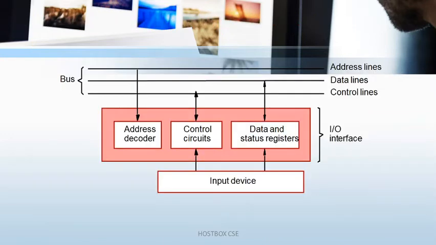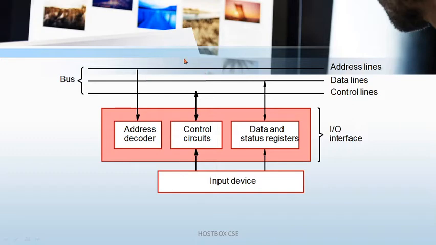Next there will be a diagram given. This is the example given. Just now I told you the input device is followed by the IO interface, where the concept of address decoder, control circuits, data and status registers, and I just now told you three lines: address lines, data lines, and control lines. Remember, everything is connected with the help of the bus only. So whenever a bus is connected with an input device, some IO interface will be there.